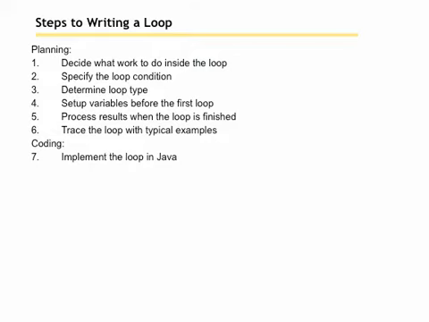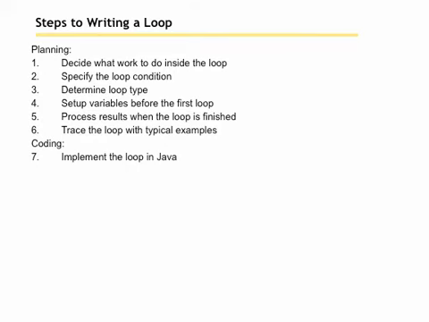You need to set up variables before the first loop. So what variables are required to be set up before the first loop? What do you need to have a scope larger than the loop itself? You need to process results when the loop is finished. What are you going to do when the loop is done? And then it's important to hand trace the loop with some typical examples, like use some test data to see how that loop will behave.